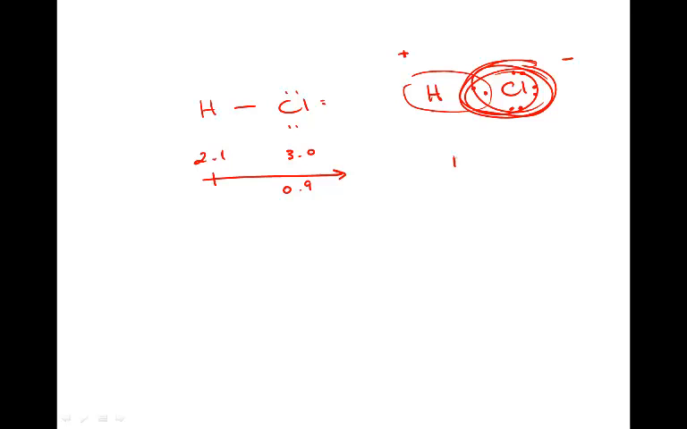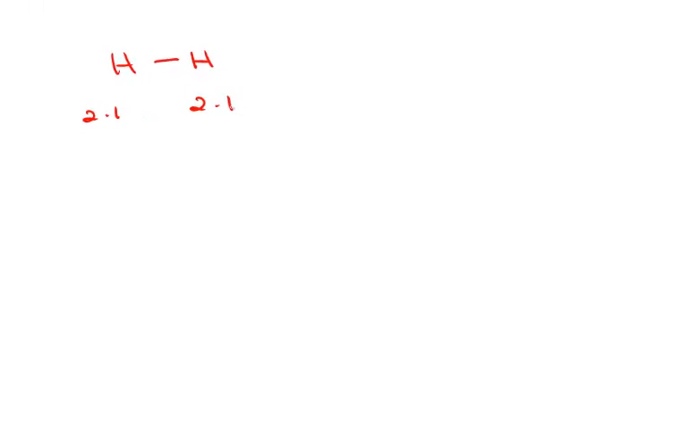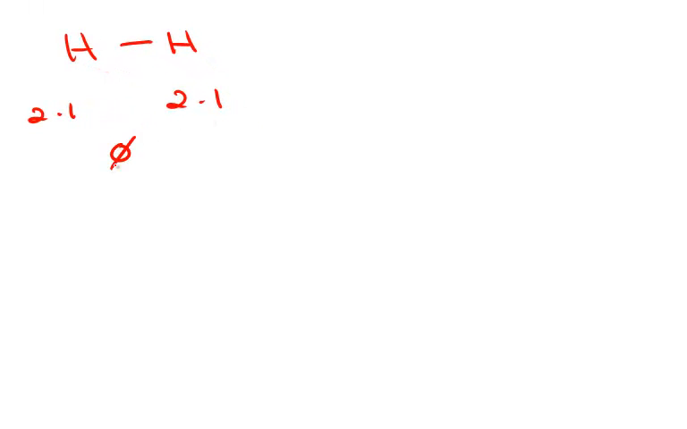Now notice, this molecule is non-symmetrical. If we were to take HCl and fold it in half, hydrogen is not the same as chlorine. They're not symmetrical. So HCl can be a polar molecule. If we take something like hydrogen, well, hydrogen is a diatomic element. We have an electronegativity of 2.1 and an electronegativity of 2.1. So there's no difference. This is nonpolar.